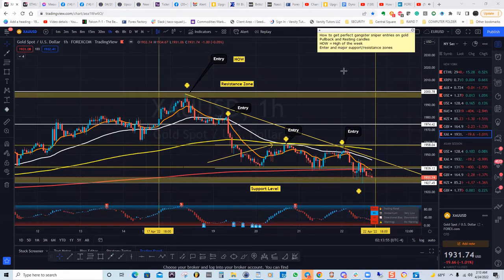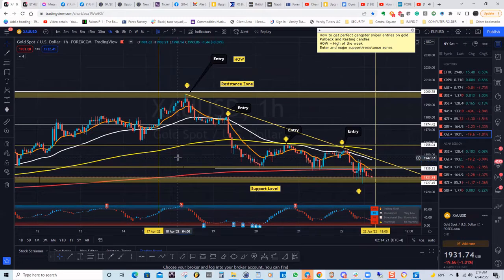And you can clearly see that the EMAs crossed over in your favor. It crossed over right here, entry. It crossed over right here, entry. It crossed over, it pulled back here. And these two, this yellow and this 50, kind of crossed over together and it went down. And they kind of did the same thing again. So I got 1, 2, 3, 4 entries in gold for this week.